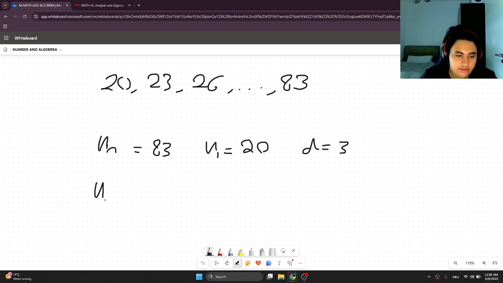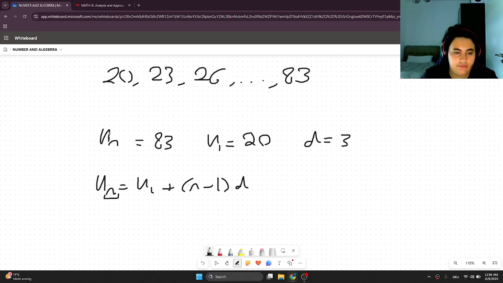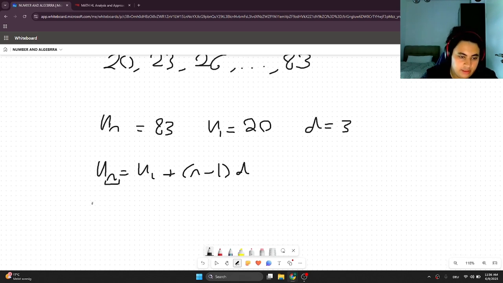Now, using this formula, un is equal to u1 plus n minus 1 times d, I can find the number of terms by looking for n. So this is how I do it. First of all, you're going to plug all of these variables into un. So you're going to have un is equal to 83, u1, which is 20, plus n minus 1 times 3.